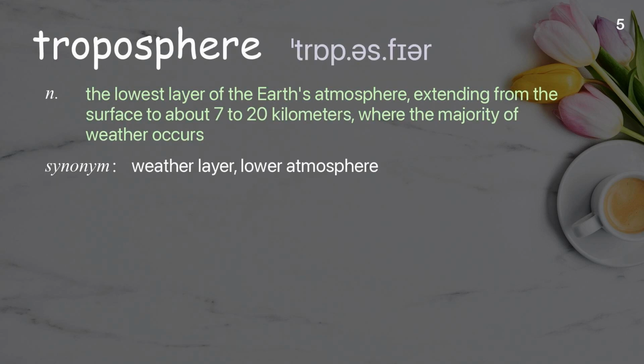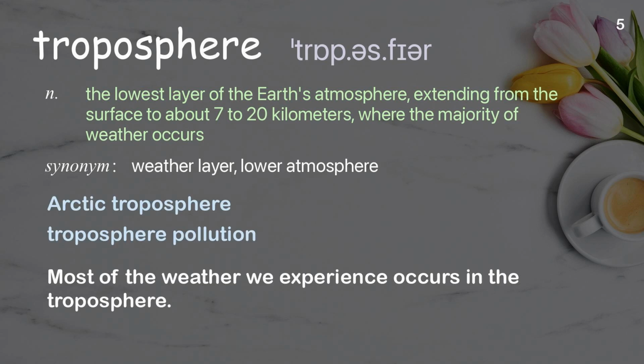Troposphere. The lowest layer of the Earth's atmosphere, extending from the surface to about 7 to 20 kilometers, where the majority of weather occurs. Examples: Arctic troposphere. Troposphere pollution. Most of the weather we experience occurs in the troposphere.